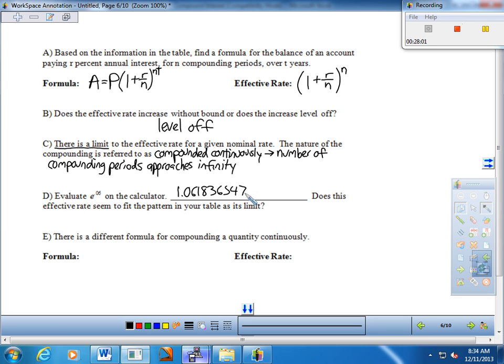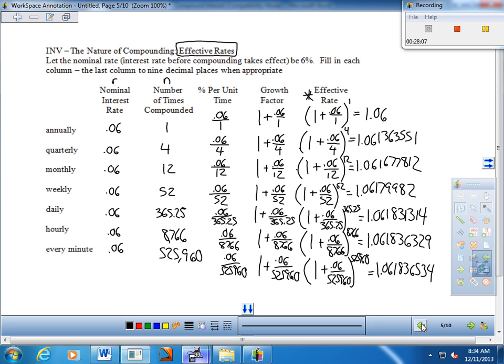So I'm going to go back just a second, and don't write this on your paper, but this was that number right there, 1.061836547. So take a look. Look how far back we have to go just to see any change from the last entry in our table. We have to go all the way back here just to see any change. Isn't that pretty amazing?